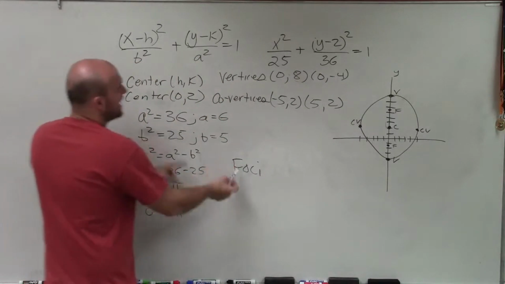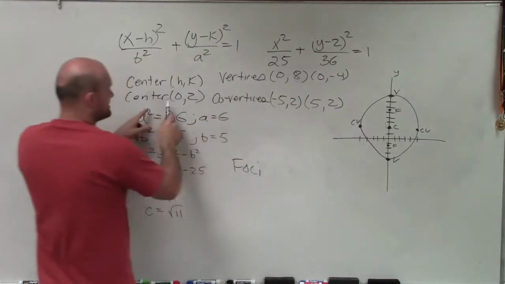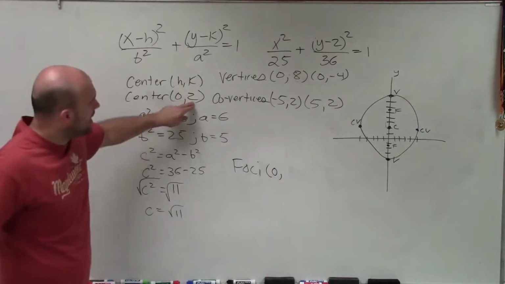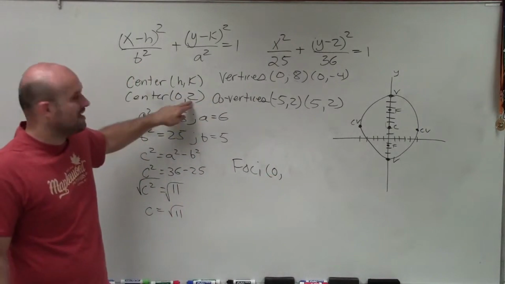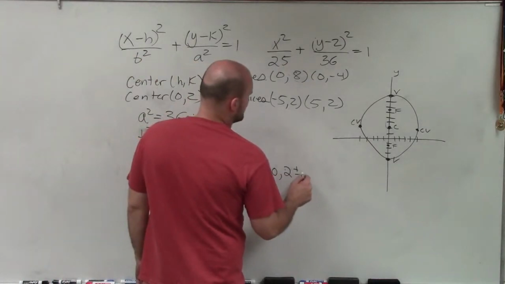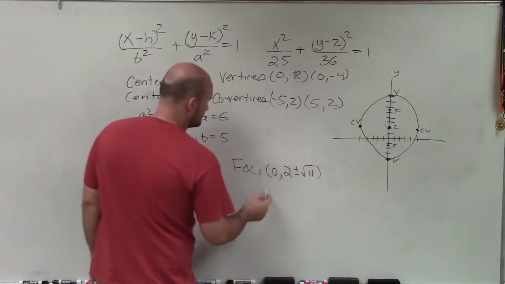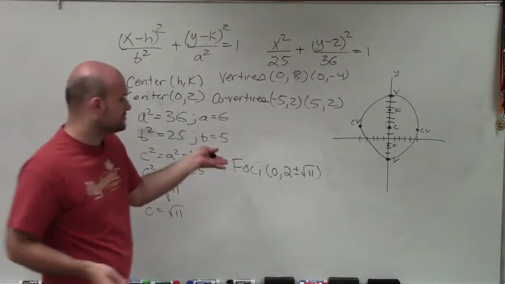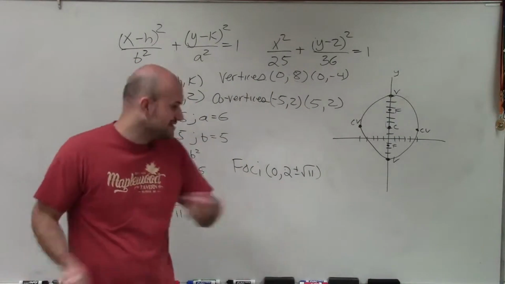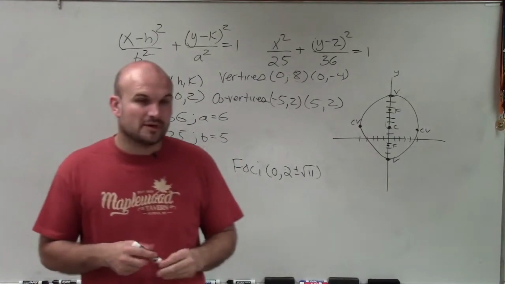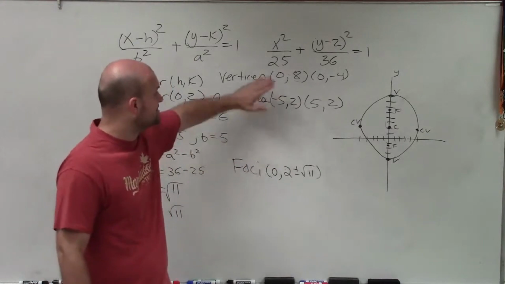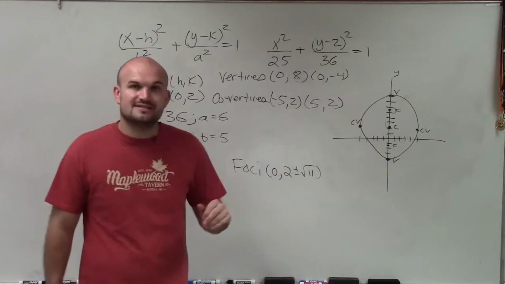The foci, remember, lie on the major axis with the vertices and the center. So therefore, it's going to be 0, comma. Now, all I'm doing is adding the square root of 11 to 2, and subtracting the square root of 11 from 2. So I can write that as 2 plus or minus the square root of 11. All right, and you can break that out into 0, 2 plus the square root of 11 and 0, 2 minus the square root of 11. But since the square root of 11 is an irrational number, we like to leave that in our answer. But there you go, ladies and gentlemen. That is how you graph the ellipse, as well as identify the vertices, co-vertices, and foci.